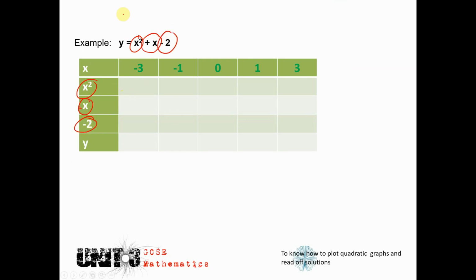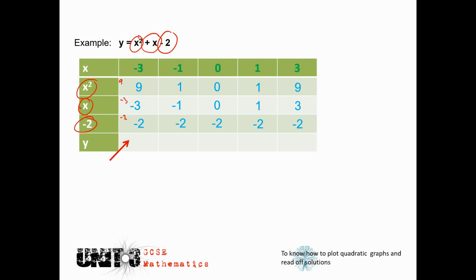What you can do is just go down and do minus 3 as x squared, so minus 3 squared would be 9. When x is minus 3, well x would just be minus 3, and minus 2, there's no substitution here, there's no x's, so that is just minus 2. You can see that that's what I've got here. And then the final job, I've just completed the rest of the table there.